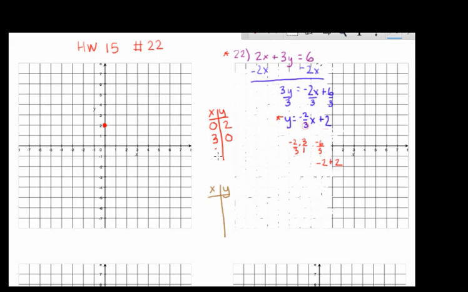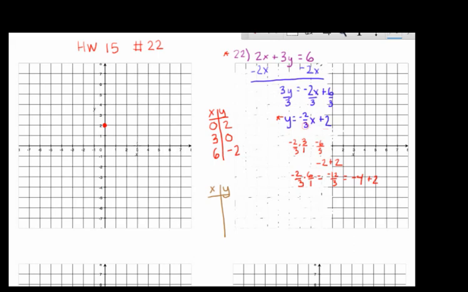The next number I'm going to choose is 6. Again, that's a multiple of 3, so it's going to cancel out my denominator nicely. I'll show you what I mean. I'm going to plug 6 in for x. So I'll have negative 2/3 times 6, which will give me negative 12/3, which is actually negative 4, and then plus 2. Negative 4 plus 2 is negative 2. So when I plug in x equals 6, I get negative 2 out. Again, I took negative 2/3 times 6, which was negative 4, plus 2 is negative 2.